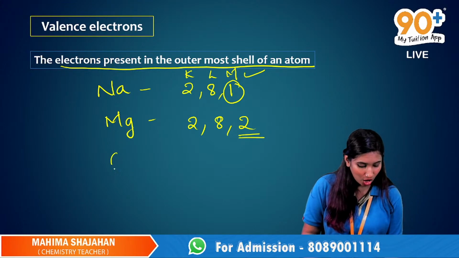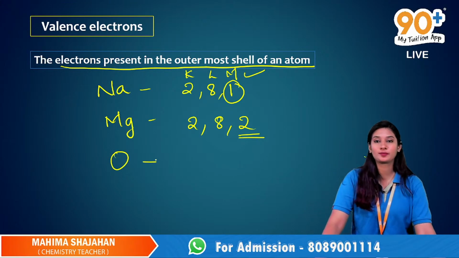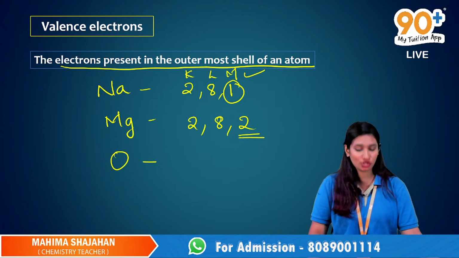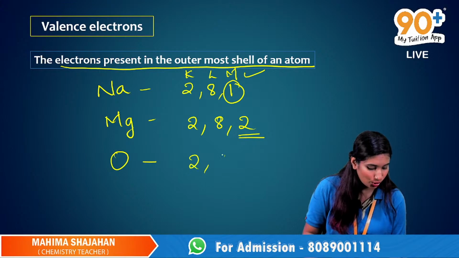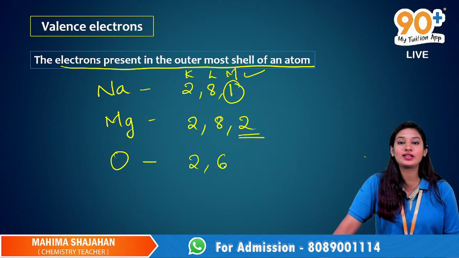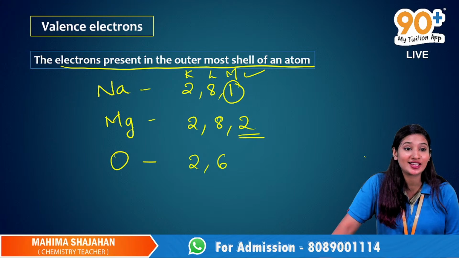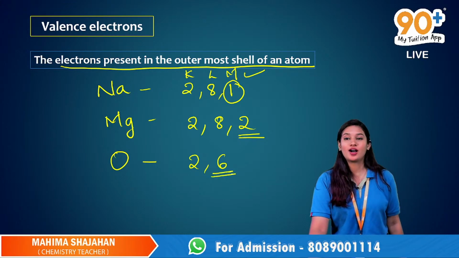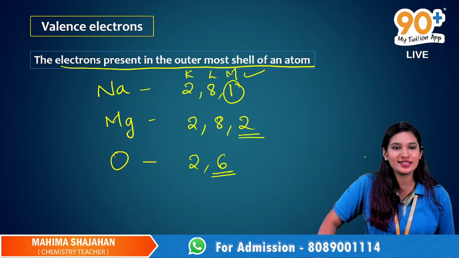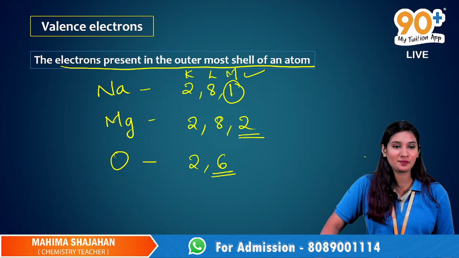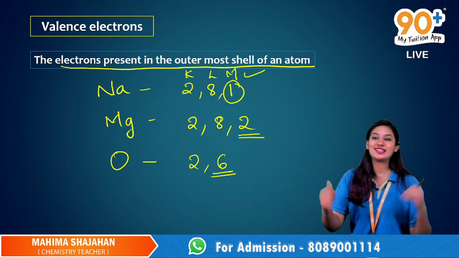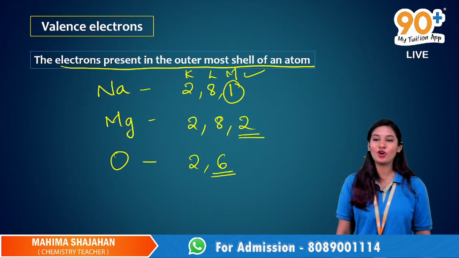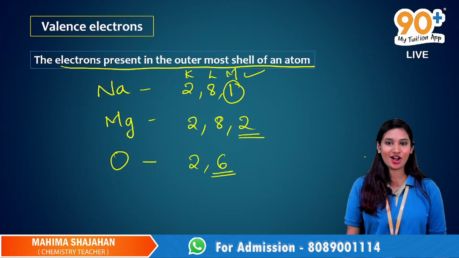Now, what about oxygen? The electronic configuration of oxygen is 2, 6. Now quickly tell me the valence electrons. Yes, very good. It is 6. Now is it easy to calculate the valence electrons? Pretty simple, right? Yes, it is 6 valence electrons for oxygen.